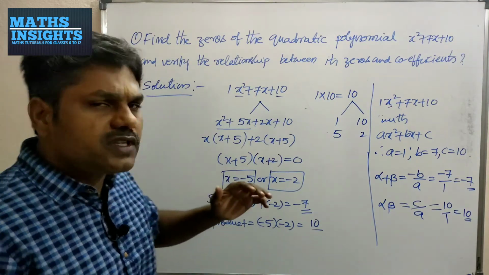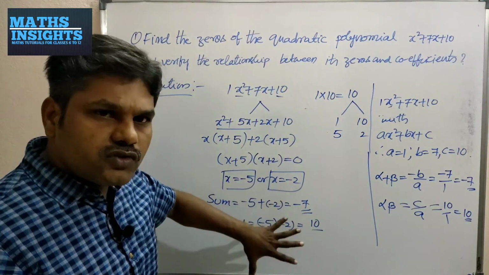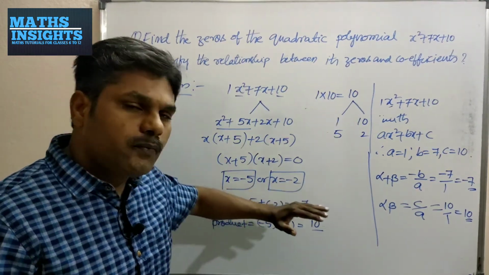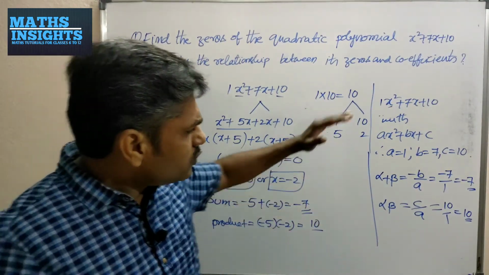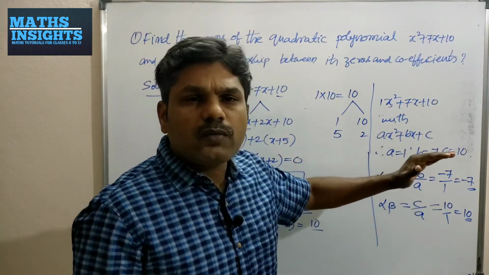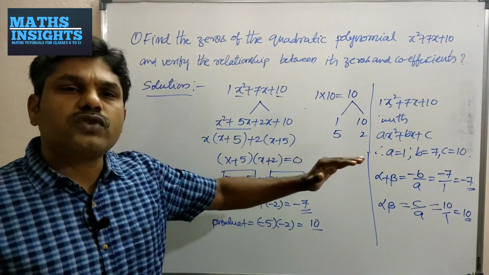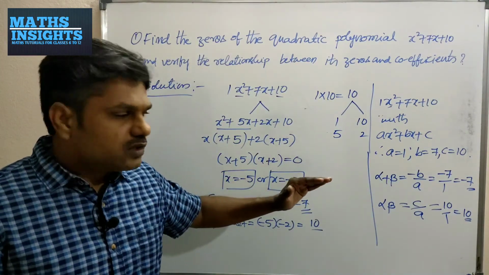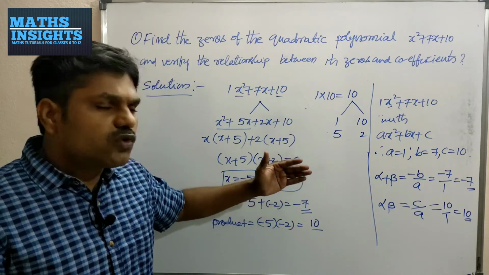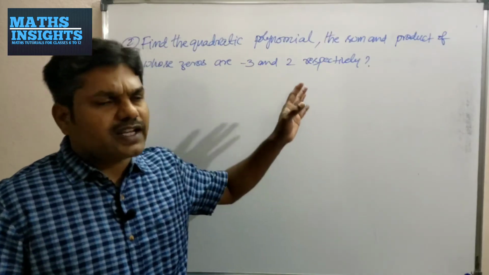So the aim of this problem is, by finding the zeros individually, you have to do the sum and product, and also by using the formula you have to find the sum and product. You have to verify whether these two results are the same or not. So we found that those are the same, therefore we verified. This is the second problem.